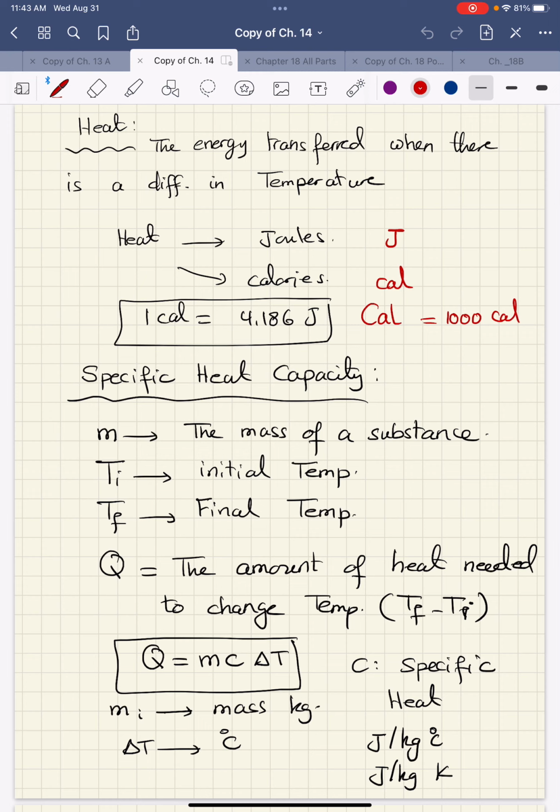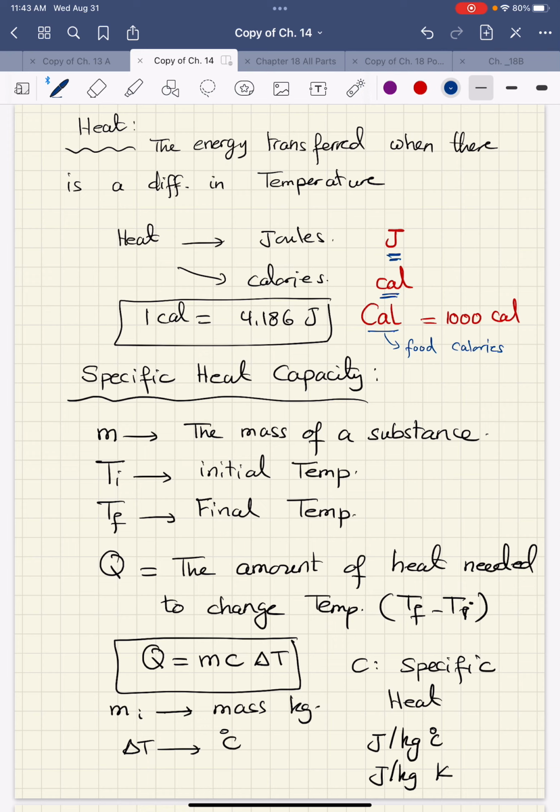Heat can be measured in 3 units. The first one is joules, because based on the definition, it is energy. The old unit is the calorie, and there is also the food calorie. 1 food calorie is 1000 calories. 1 calorie is 4.186 joules.